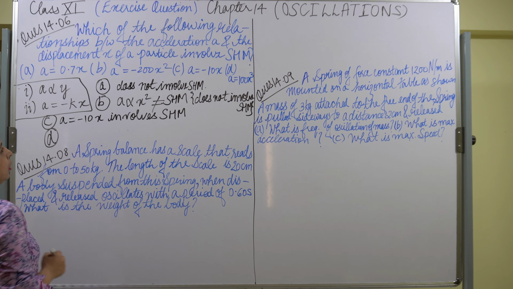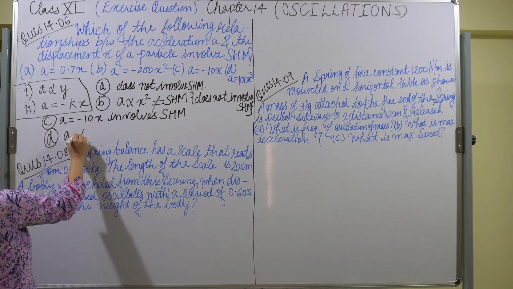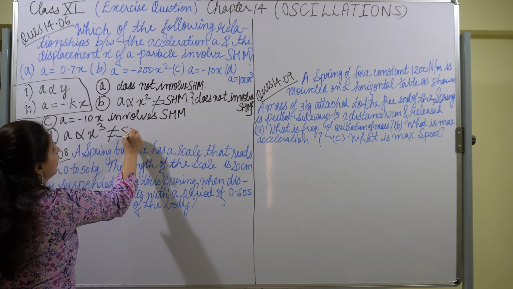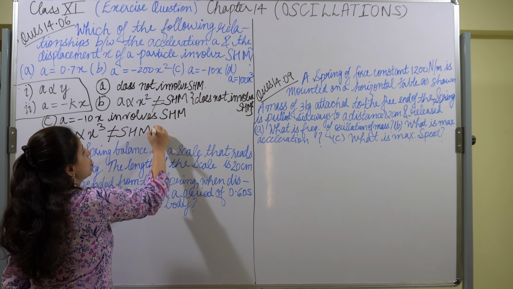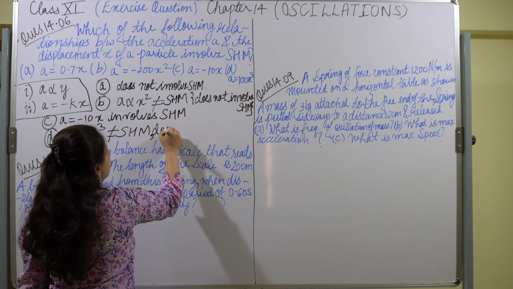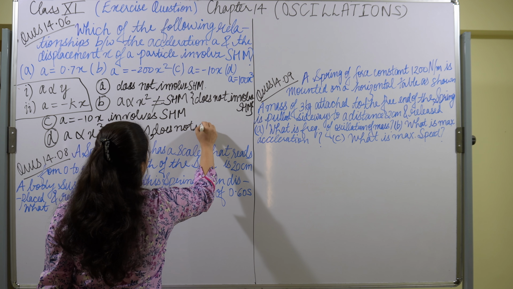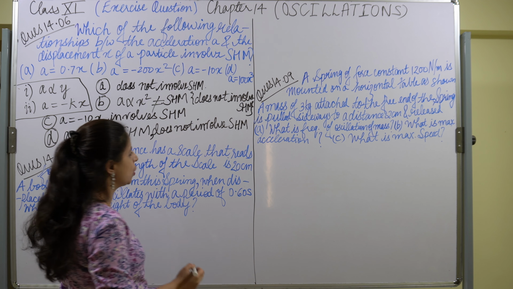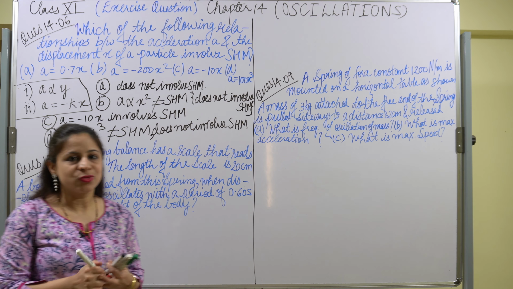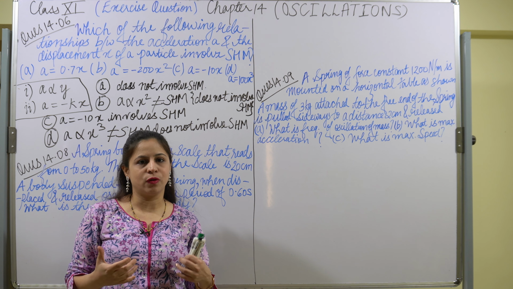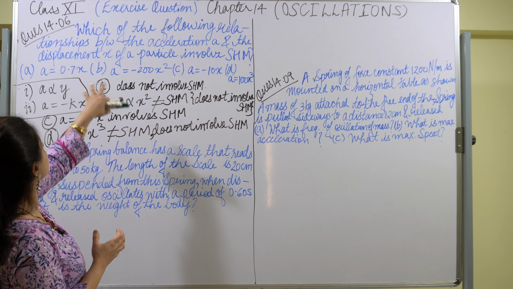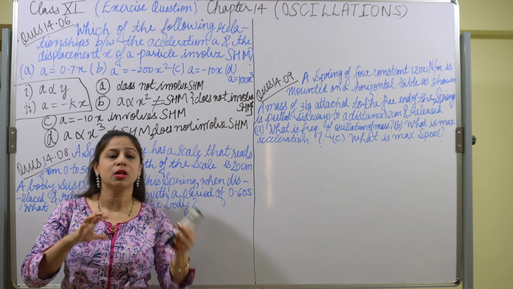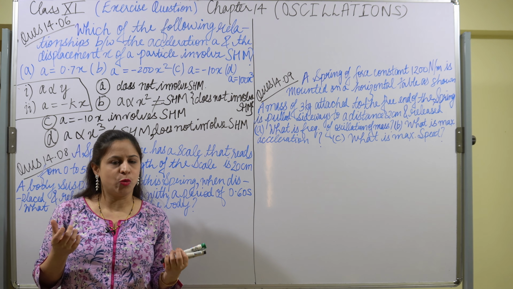And in the D part, A is directly proportional to x cube. So it is also not satisfying any condition of simple harmonic motion. So it does not involve SHM. Okay. So in this way, we need to find out whether the equation relating acceleration and displacement shows simple harmonic motion or not.